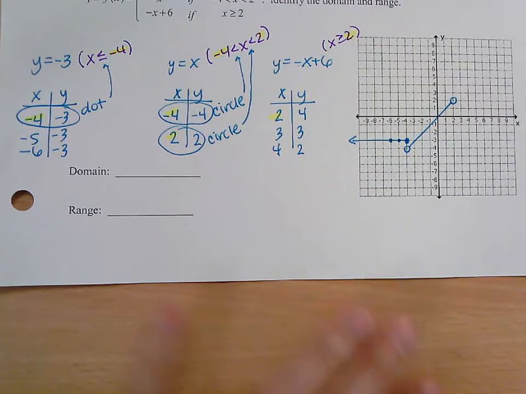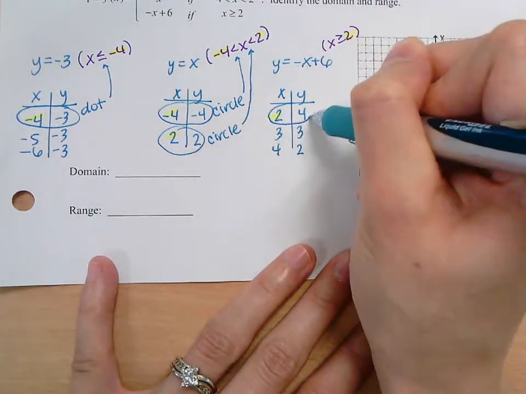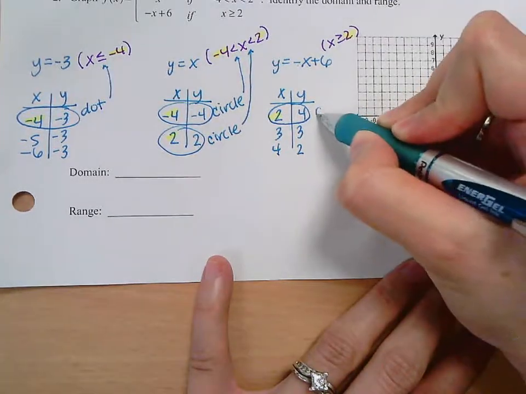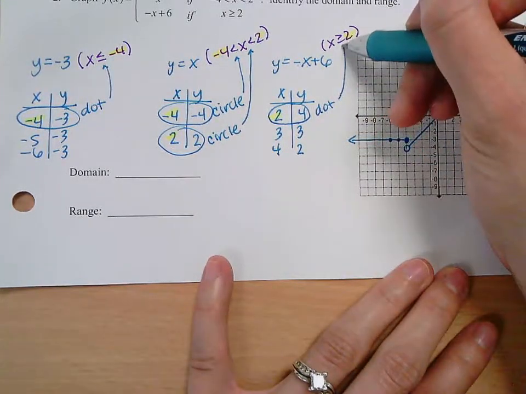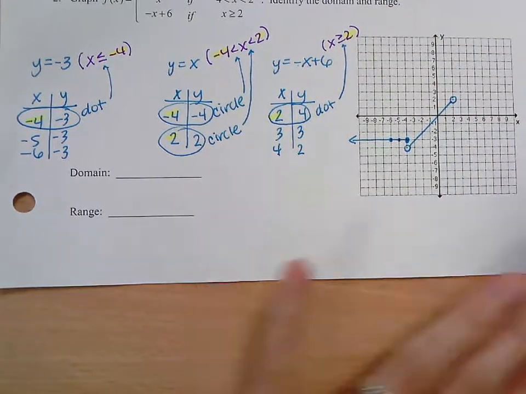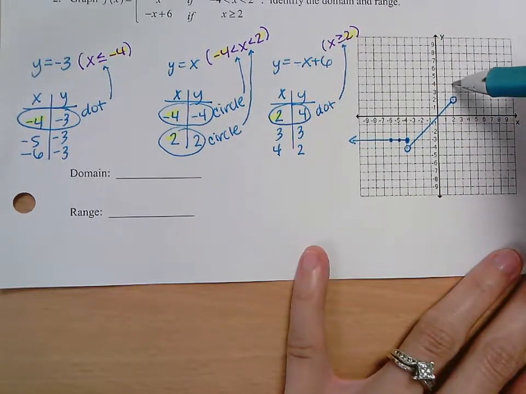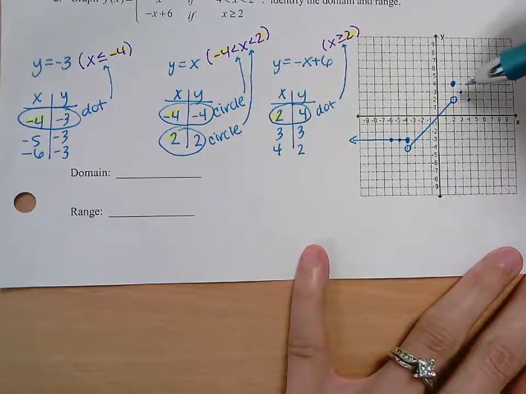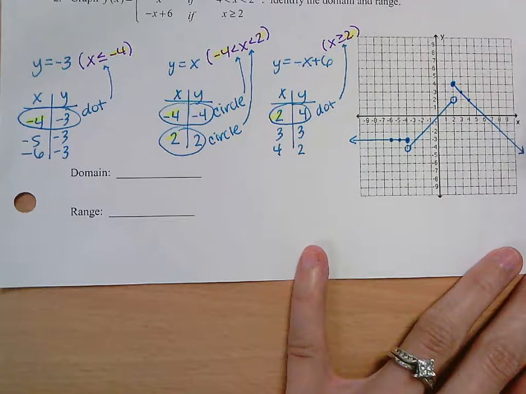And then the last one, the endpoint 2, 4, circle or dot. That should be dot, closed, because it can equal to. So 2, 4 is a dot, and then 3, 3, and 4, 2. And that one is a ray. So starting at the 2, 4, this one extends down and to the right.